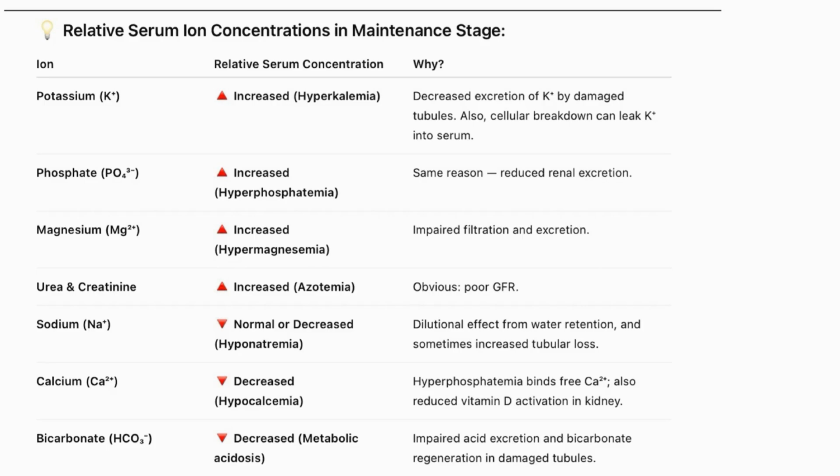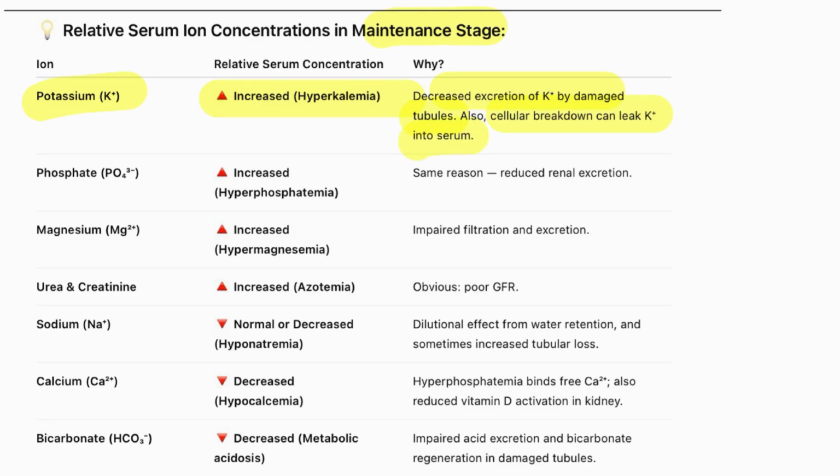And all the questions, or most of the questions that I've seen, they always ask about the electrolyte balance during the maintenance phase. Okay, so again, potassium, what do you expect during the second stage? It's going to be increased. So usually we excrete potassium normally, but your tubules are not working, so you won't excrete it as much, so it's going to be higher than normal. And cellular breakdown can also leak potassium into the serum.